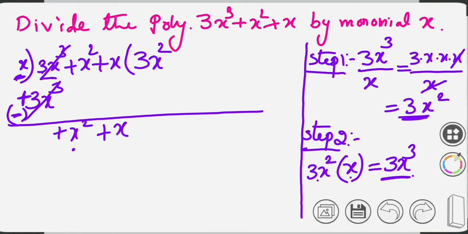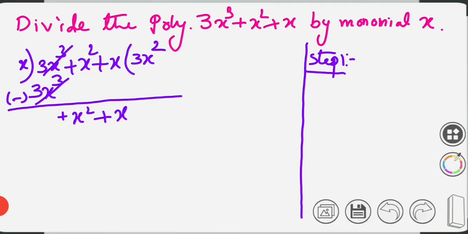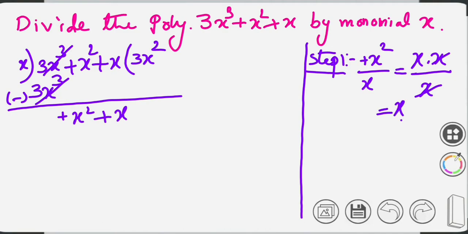So dividend by divisor. The first term here is plus x square, divided by the first term of the divisor, which is x. So x square means x into x by x, one x will cancel, and you will get x. So this is the quotient term. So this is plus x. You have to write plus x neatly with the symbol.